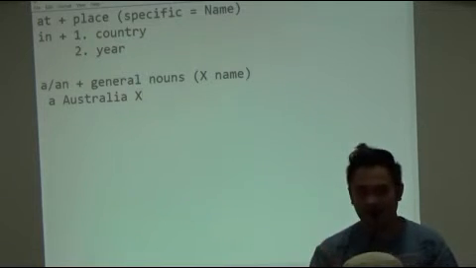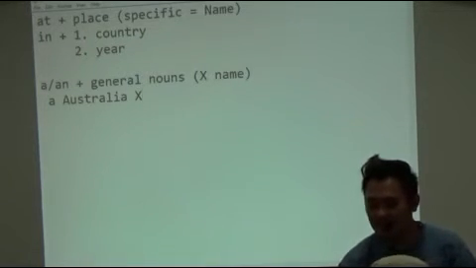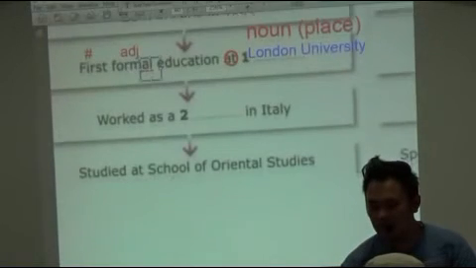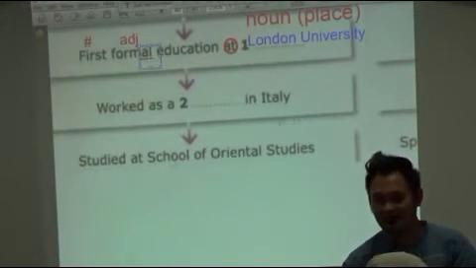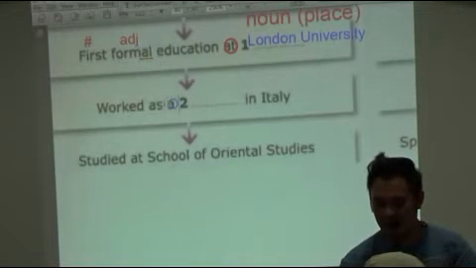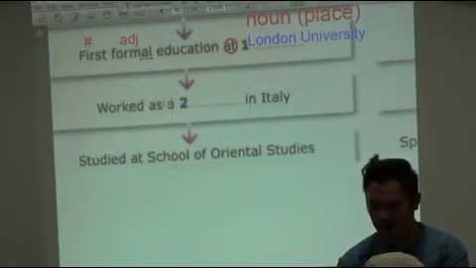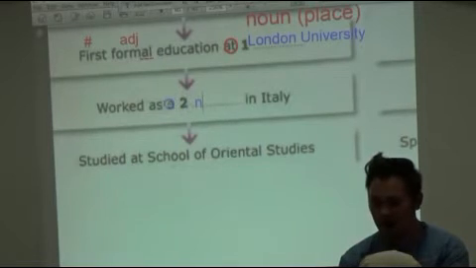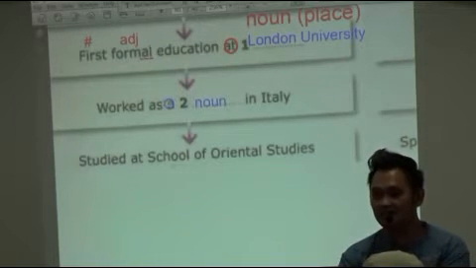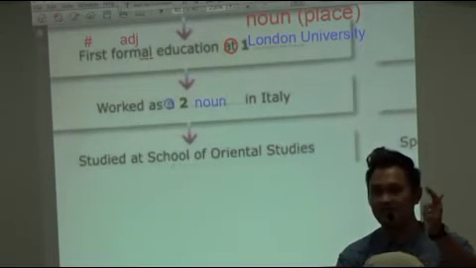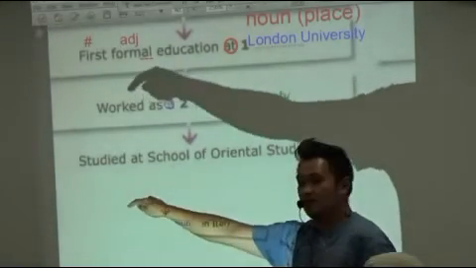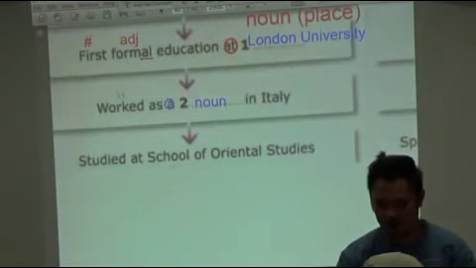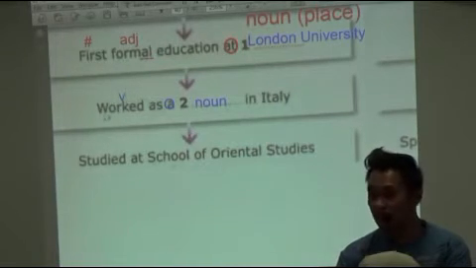Okay? Right. Let's have a look at this question. "Worked as a blank in Italy." What are we looking for? General noun. Very good. Where do you think is our key word here? Verb, adjective, negative, number. Do we have a verb? Work. Good. That means it's a job.